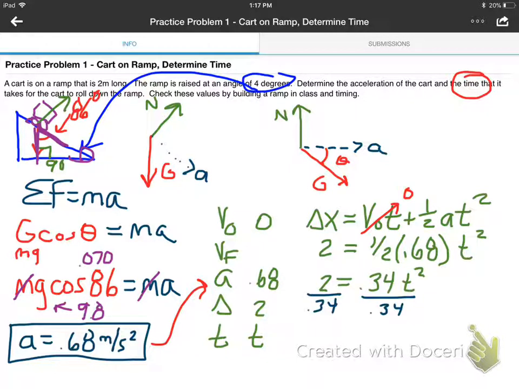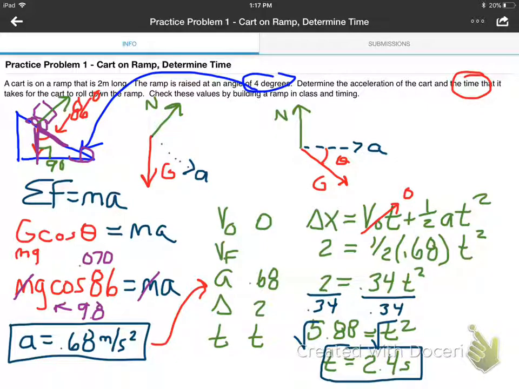So now I can go through the algebra, divide both sides by 0.34, and then I have to do the square root to undo t squared to find out what t is, and I find out that t equals 2.4 seconds.